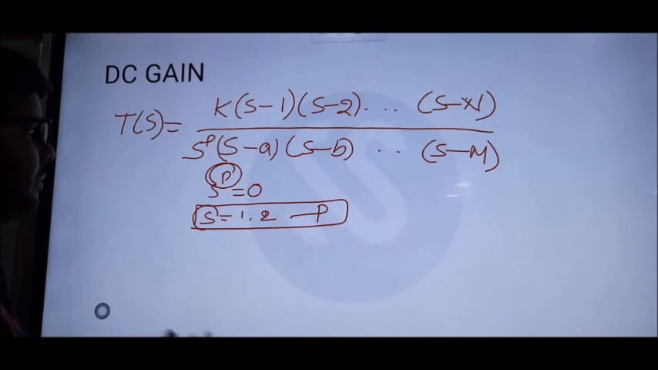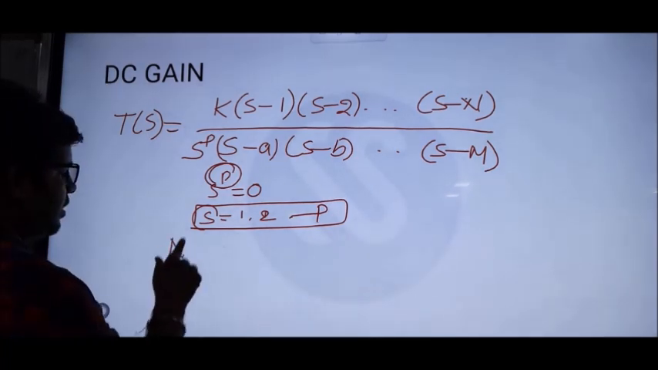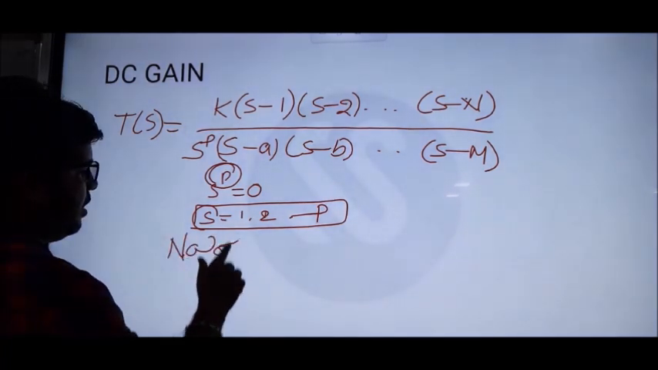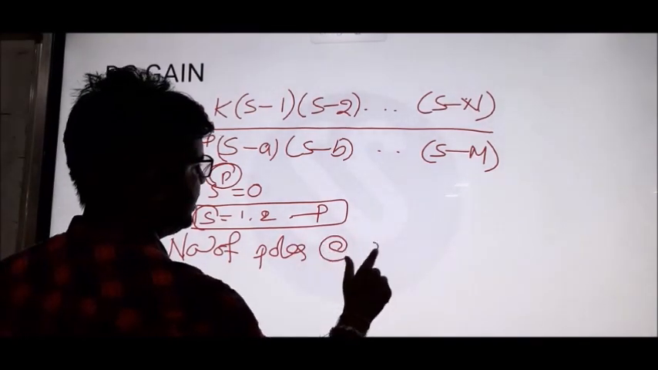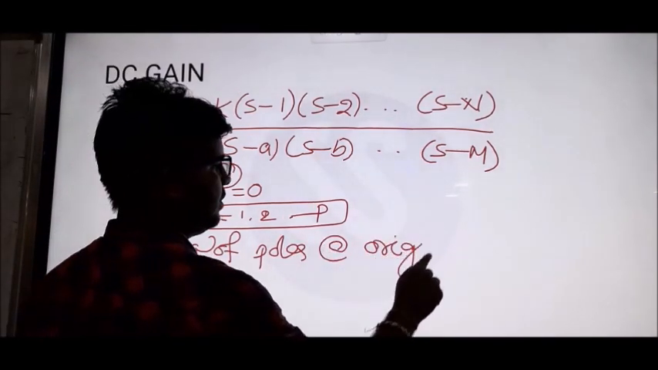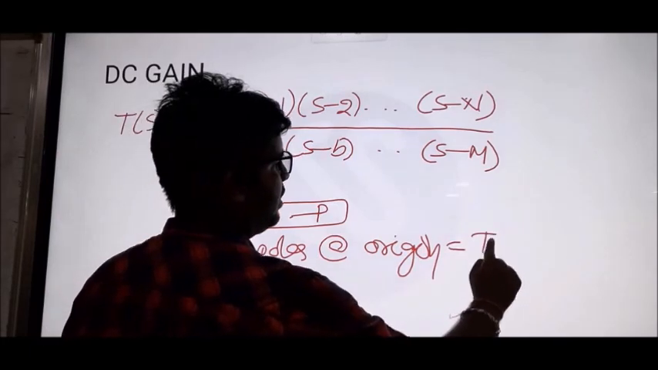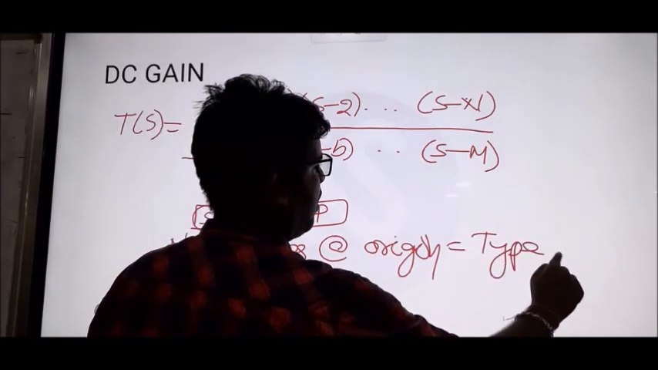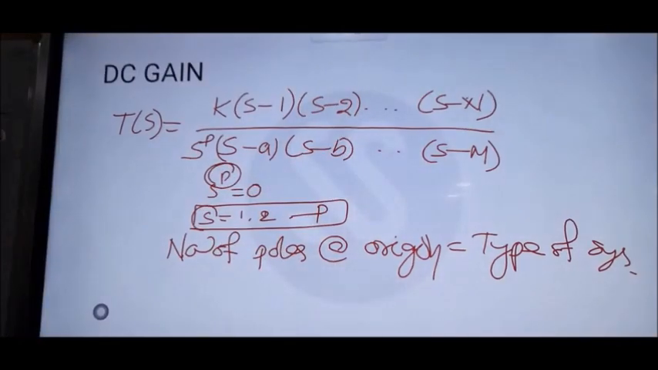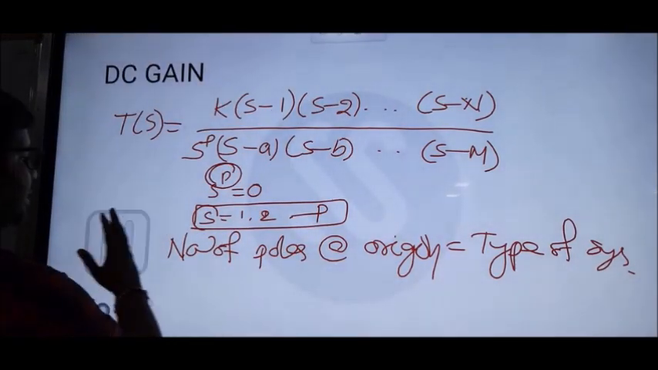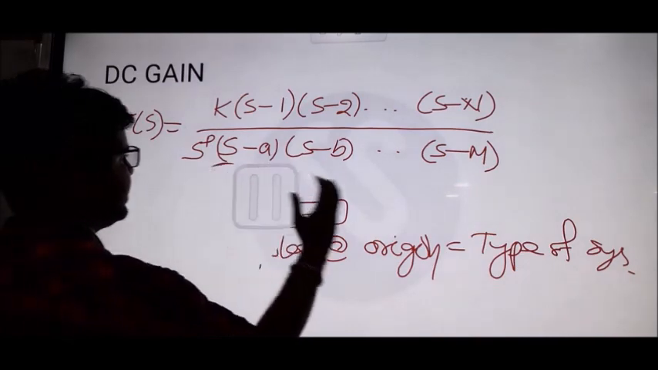Okay, so the number of poles at the origin is called the type of the system. Okay, the type of system. So in this case, how to find the DC gain?